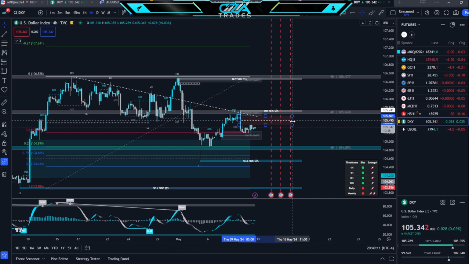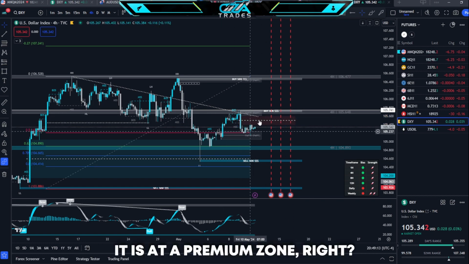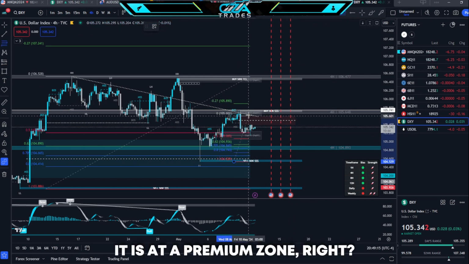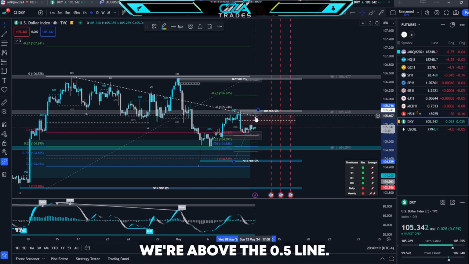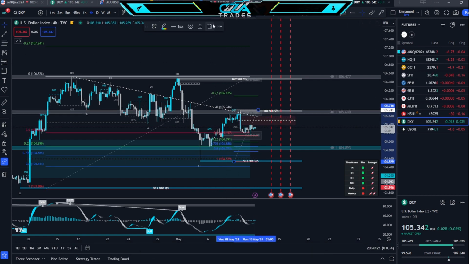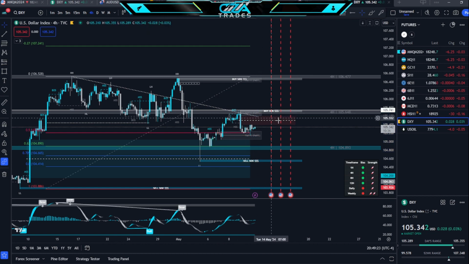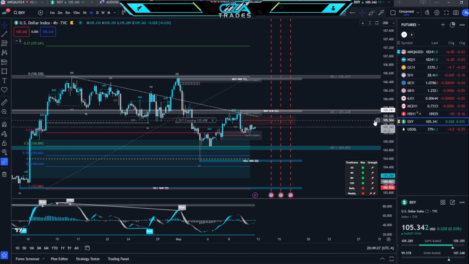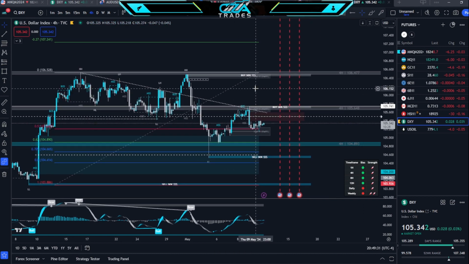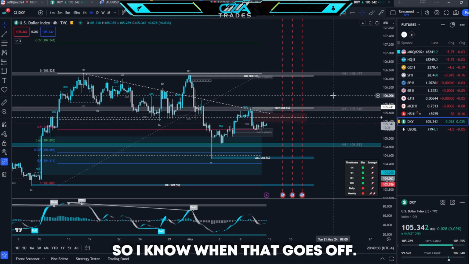Let's mark that out. It is at a premium zone, right? That's where we want to be for shorts. We're above the 0.5 line, or right over here. Set an alert at 105.498. I'm just setting an alert so I know when that goes off.